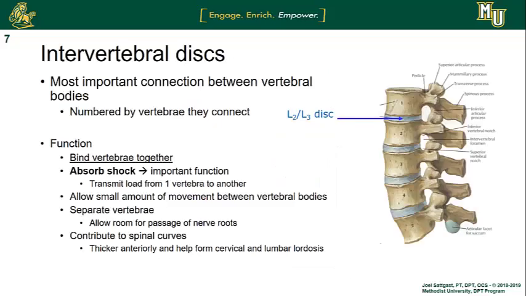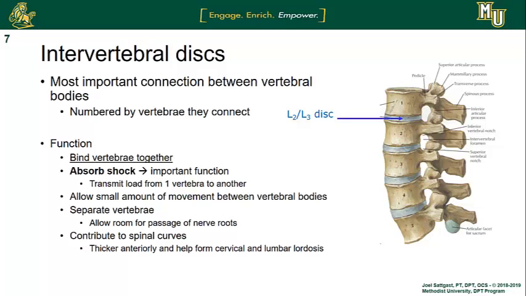For intervertebral discs, it's most important to note that they serve as the connection point between the vertebral bodies, and they're numbered by the vertebra they connect. Unfortunately, my blue arrow is off here. It's pointing at the L1-2 disc. It should be down a level if it were to be accurate, where it would be pointing at the L2-L3 disc. However, the function and role of the discs is not impacted by that.